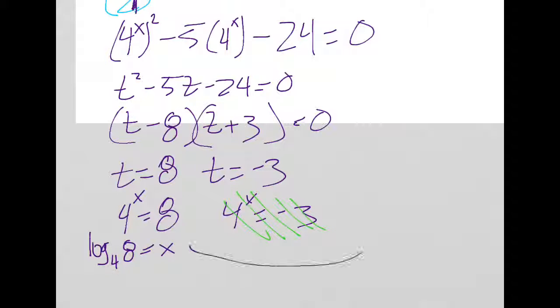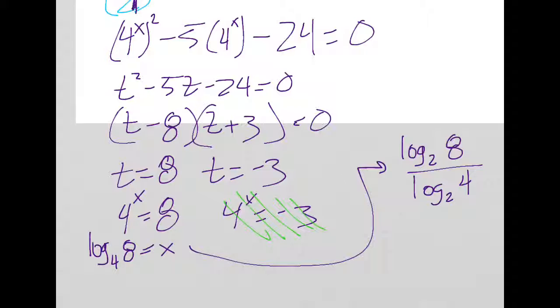And so I'm going to use change of base formula here and write this as log base 2 of 8 divided by log base 2 of 4. Notice where the 4 came from, notice where the 8 came from, and I chose the base of the log to be 2 because I know log base 2 of 8 is 3, and I know log base 2 of 4 is 2, because 2 to the second is 4, and 2 cubed is 8. So I get my solution of 3 halves. And I'm done.